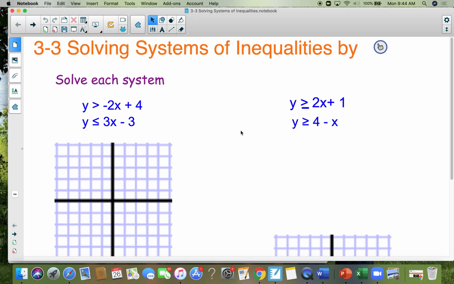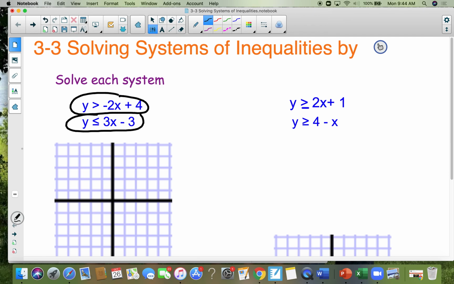Okay, 3.3, solving each system. So this is similar to what you did in chapter 2, except you don't just have one inequality, you have two of them. Again, let's just go over this. If it's a less than or greater than, it's going to be a dotted line. If it's a less than or equal to or greater than or equal to, it's a solid line. And also make sure you shade.